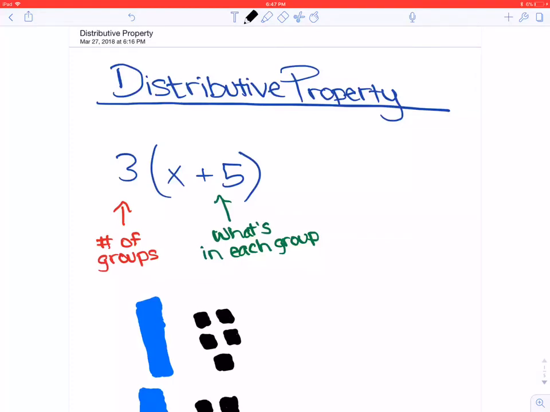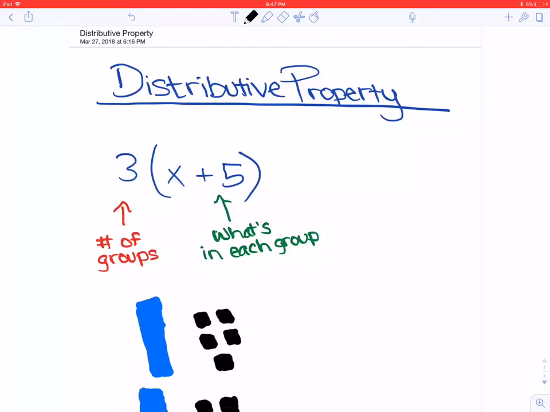Welcome to Distributive Property. When I think of distributive, I think of the word distribute, and it makes me think of a birthday party and passing out goodie bags. I'm going to distribute goodie bags to each friend. So how many items do I need for each goodie bag? It makes me think of multiplying. Well, distributive property is multiplying.